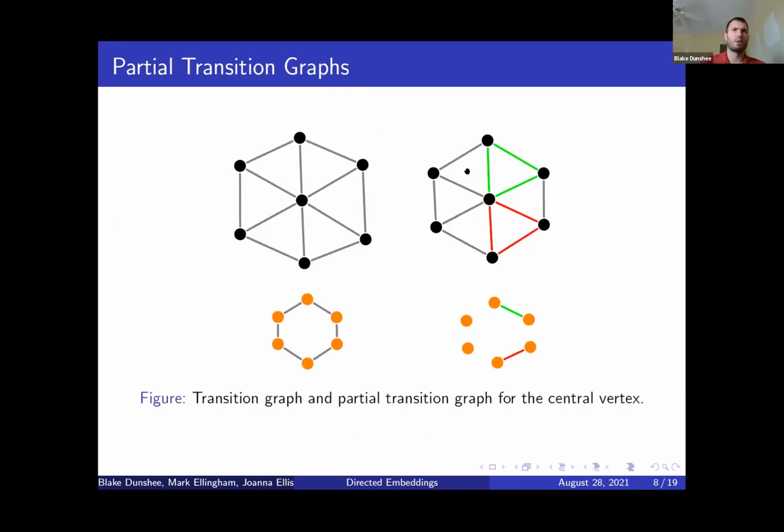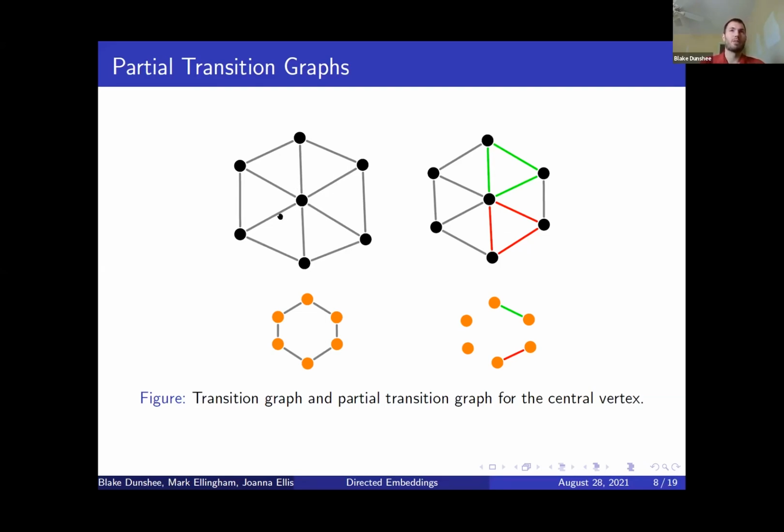So here's a picture describing what's going on here. If we consider this embedding of the wheel here, and let's think of it as a full embedding, then the transition graph for this central vertex is going to look exactly like this, right? It's going to be a cycle of length 6, since the degree of this central vertex is 6. And if we're fixing all of these triangles here to be facial walks in the embedding, then the transition graph is fully completed in the same order here.